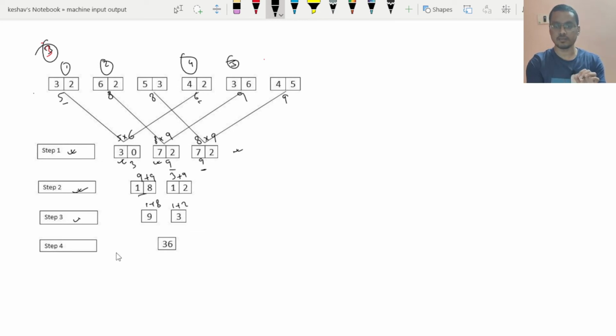Now how are we getting step 4? Simple logic: 9 minus 3, the difference of the digits. 9 minus 3 is equal to 6. And what is the square of 6? 36. So we are getting the logic. Okay, so simple logic is applied here.